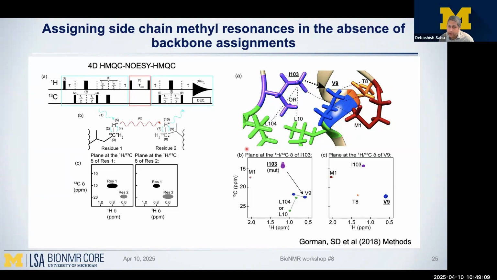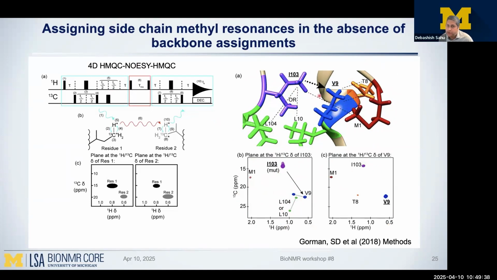So when you collect this particular spectrum, you can actually see every one of these peaks show up. Within one shot, you looked at 103 and now you know what is close to it. You can easily assign each and every one of these residues, and you can know that, oh, this is my valine 9, this is my methionine that is close to me. And that way you can utilize the crystal structure if you have it, or the cryo-EM structure if you have it, to come back here and do the assignments.